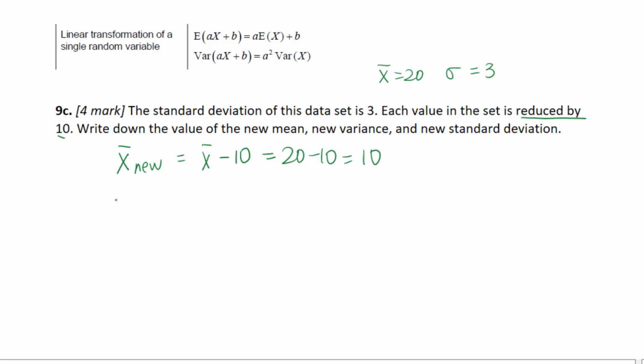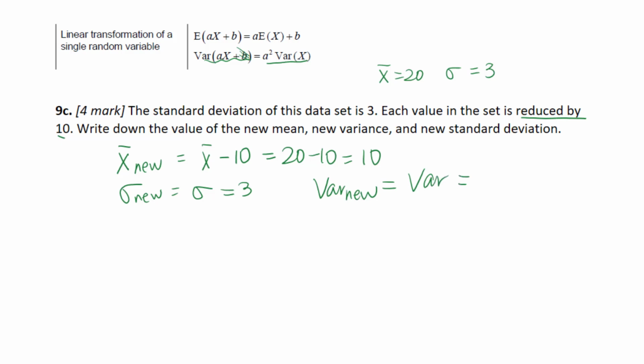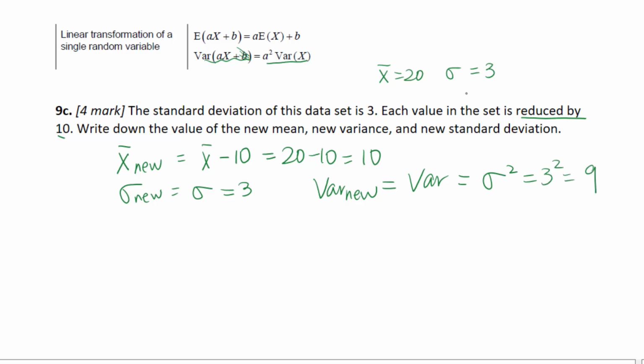For the new standard deviation, it won't change. Did you see over here? B won't make any difference to the variance and standard deviation. So it still equals 3. For the new variance, remember the variance equals sigma squared, so 3 squared equals 9.